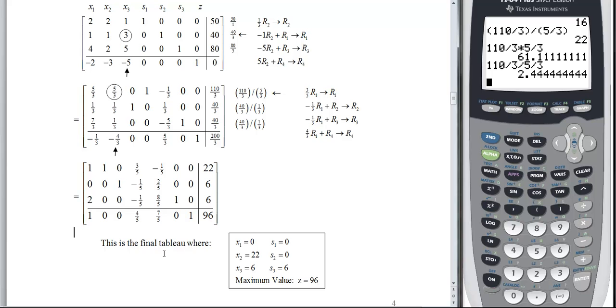This is the final tableau because, notice in the bottom row, everything is greater than or equal to 0. So that's it for this particular video.